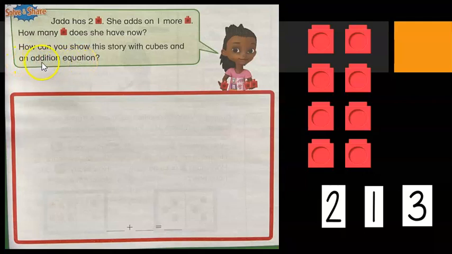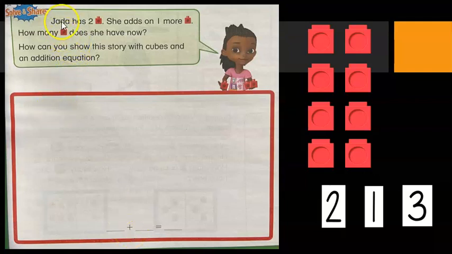Okay. First graders, an addition equation is this down here, okay? You see that? And there's a plus here, there's a line, there's an equal sign, and there's a line here again. That's what you call an equation here, an addition equation. That plus represents addition.